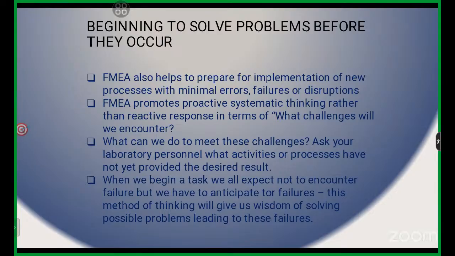When we begin a task, we do not expect to encounter failure, because this is what we are running away from. No one among us wants a failure, but we have to anticipate failures. This method of thinking will give us wisdom in solving problems that lead to these failures.